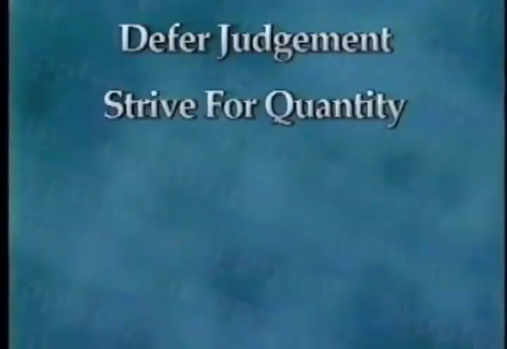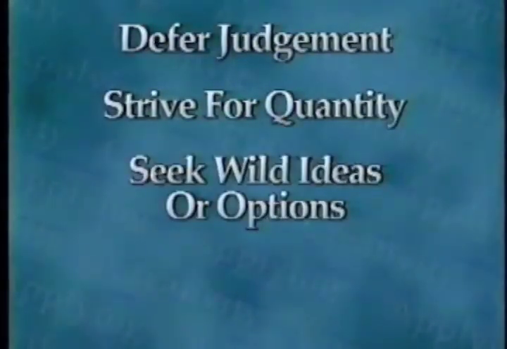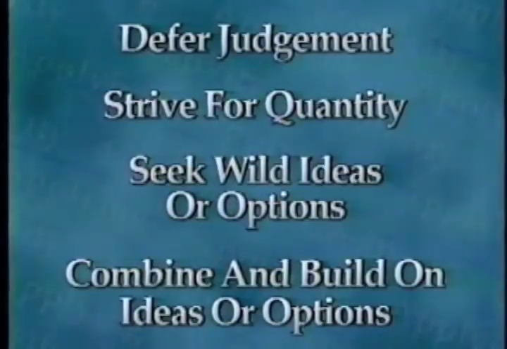Oh, whatever. Well, today we're going to talk about a group technique for generating lots of options or ideas. It's a technique we call brainwriting. Brainwriting is used when you're diverging or looking for lots of options. Like brainstorming, it's useful for capturing lots and lots of ideas, and it uses the following divergent rules. We defer judgment, we strive for quantity, we seek wild ideas or options, and we combine and build on ideas.